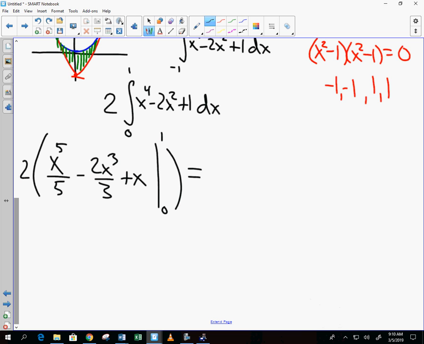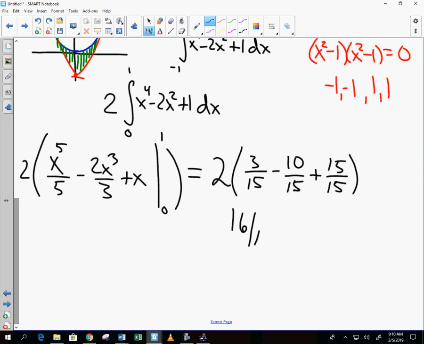Here we go. 2 times, I plug in the 1. I get 1/5. I'm going to convert it to 15ths. So I've got 3/15. I plug in 1 here. I've got 2/3 or 10/15. And if I plug in 1, I get 1 or 15/15. I avoided plugging in the negative 1. I've got 3 minus 10 is negative 7 plus 15 is 8 times 2 is 16/15.